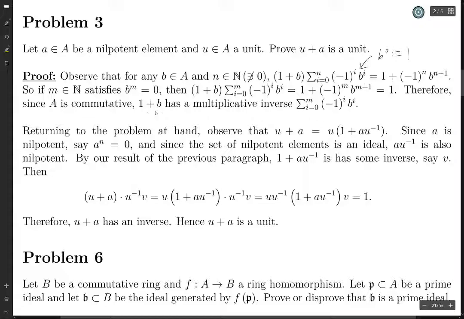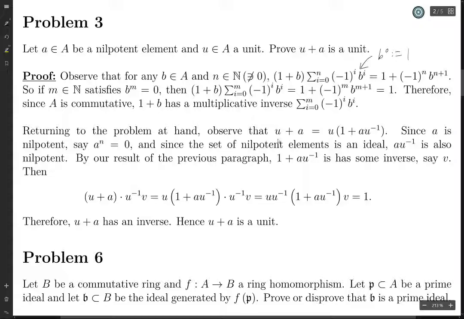Okay, so that's for 1 plus B. Now, for the given problem, we want an inverse for U plus A. We know what happens when U equals 1, but now we have to know what happens when U is any unit. So what can we do?